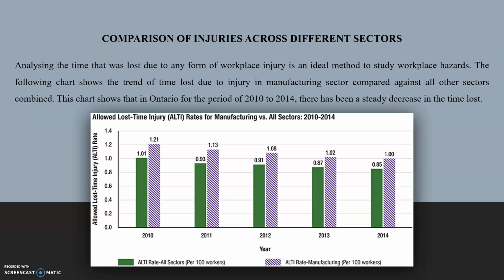This points out the very fact that it is the manufacturing industry that needs to have higher attention to avoid workplace hazards. However, a positive that we could take from this data is that the rate has progressively decreased over the 4 years, and the disparity between the manufacturing sector and all other combined sectors has also come down.